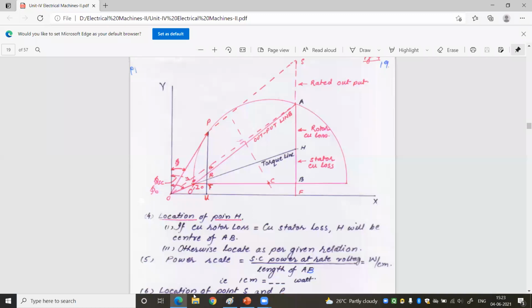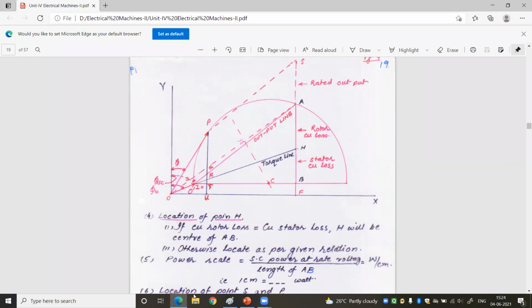Now the location of points S and P. If you know the output of the motor, the output can be converted into centimeters. Extend the line AB, which is parallel to the output line. So this is the rated output. From point S, draw a line parallel to the output line. It will intersect the half circle at point P. So P is now the operating point to calculate the different parameters of the induction motor.